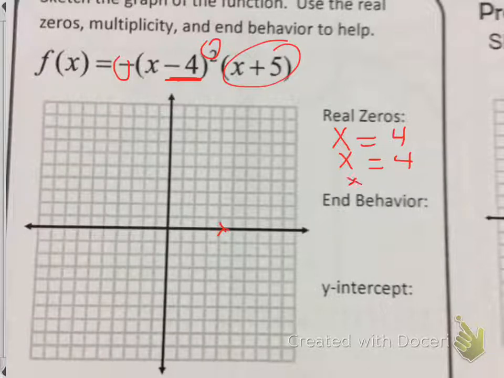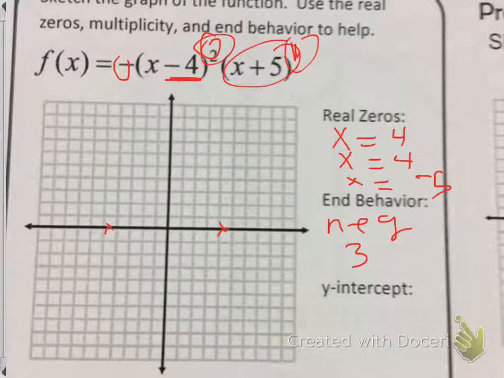Then I'll have x equals -5 for another x-intercept. So right there somewhere. The end behavior, I know I'm negative, and I know I'm cubic, because a power of 2 here and a power of 1 here makes a power of 3. So cubic and negative means it starts up and it ends down. I know I'm bouncing off of this one, so I know I'm coming like this. So if I can find my y-intercept, then I'm good to go on this graph.